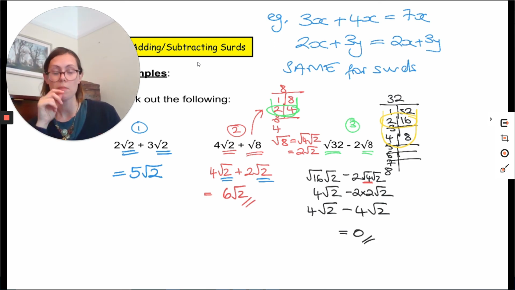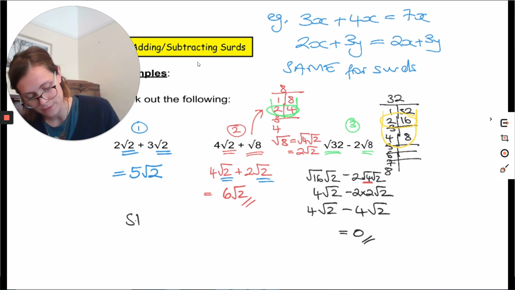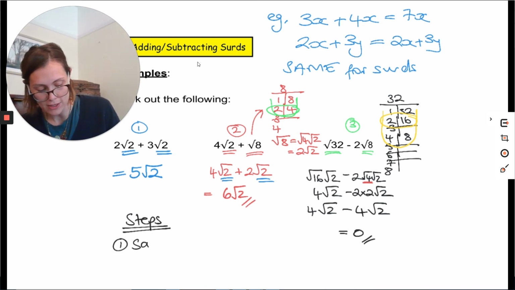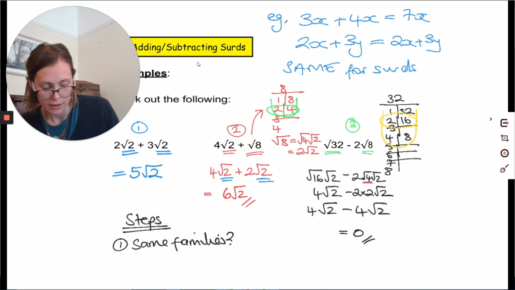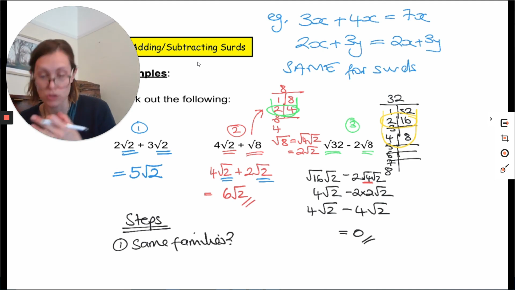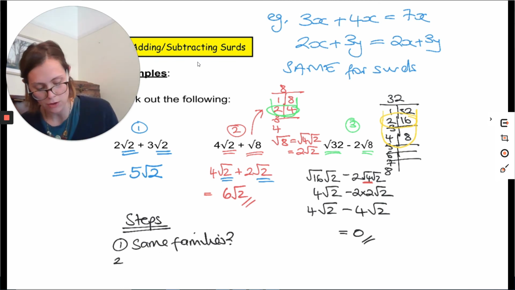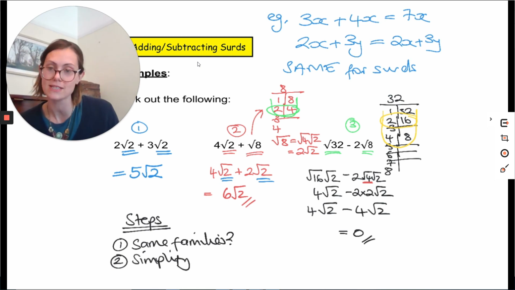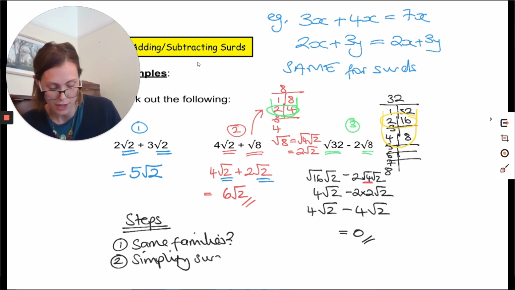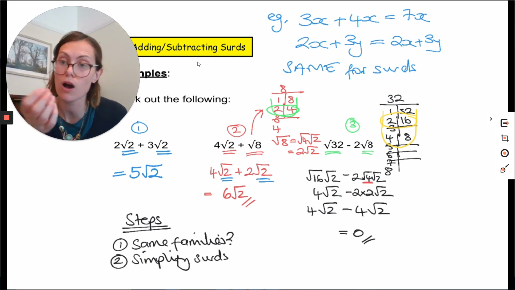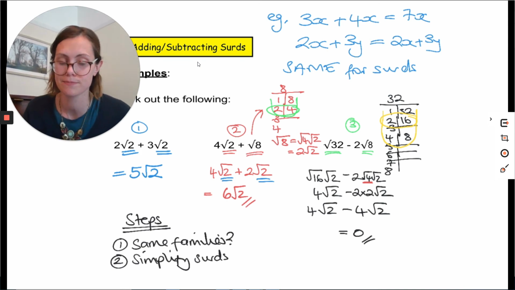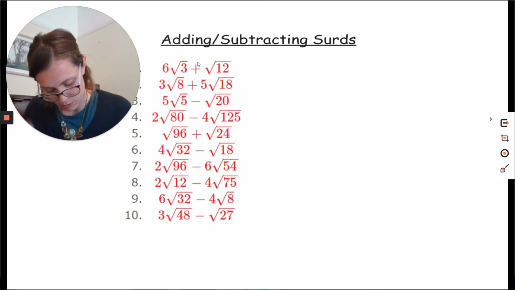Okay, so when we are adding and subtracting, if you want to know your steps, number 1, have you got the same families? If you have, you can go ahead and add and subtract. If you don't, you need to go back to the method that we started at the very start of this lesson, which is to simplify your surds to check that you can't make them the same families. Let's see if we've got some questions for you to try on this.